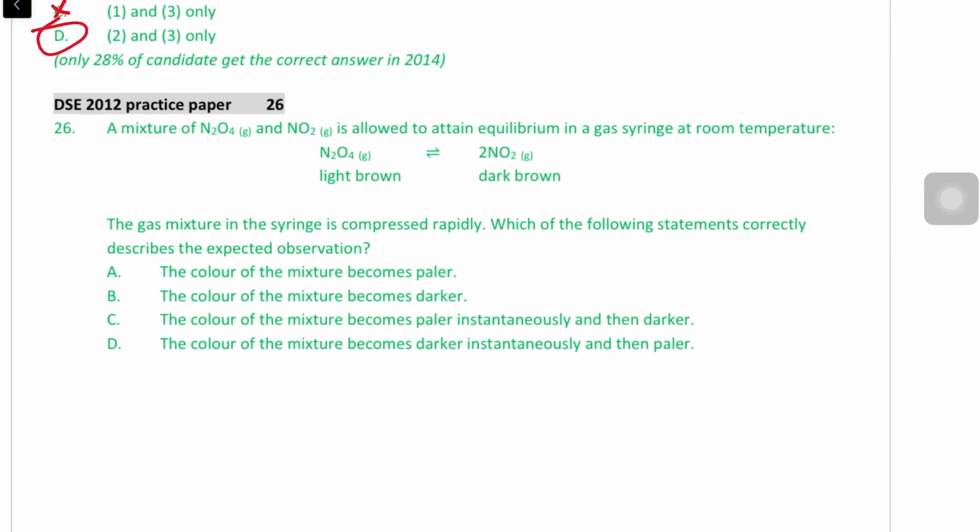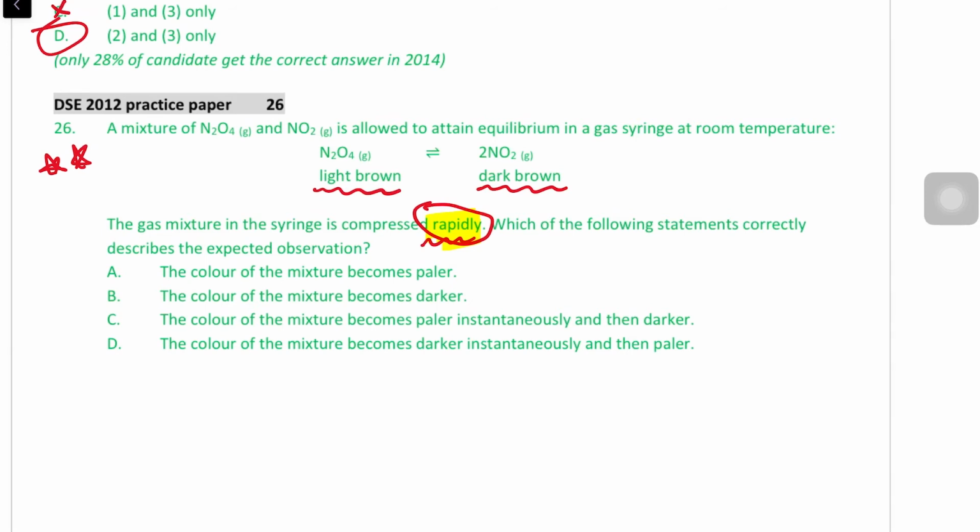Okay, question 26 is a bit difficult, so please pay attention. Here we have a light brown gas in equilibrium with a dark brown gas. So the idea is the syringe is compressed rapidly, highlight, rapidly. So what will be the observations?